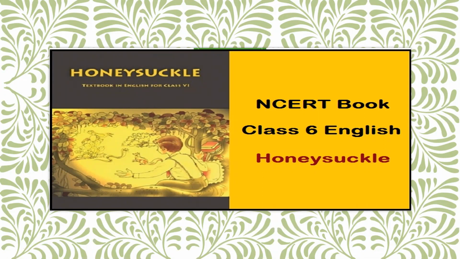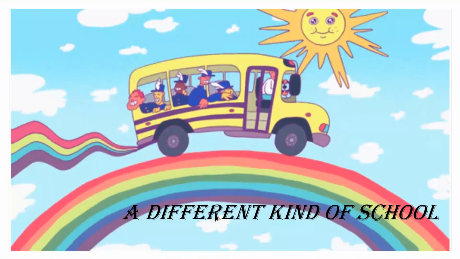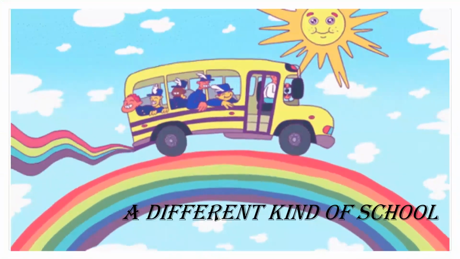Dear students, today again you are welcome to your English literature class, and we are going to begin with a very interesting chapter of your NCERT textbook, Honeysuckle. Please open page number 56 of your textbook, and let us start with chapter number 5, A Different Kind of School.